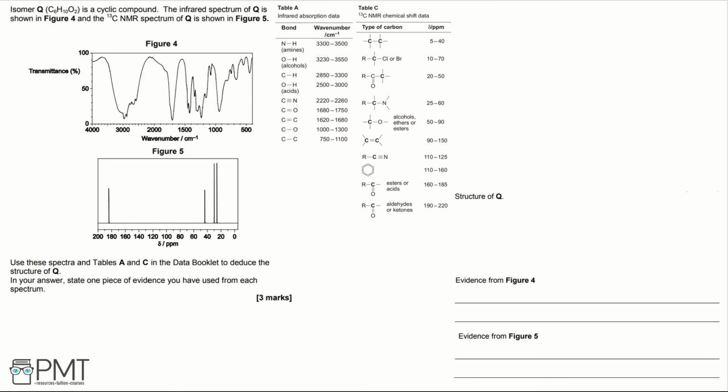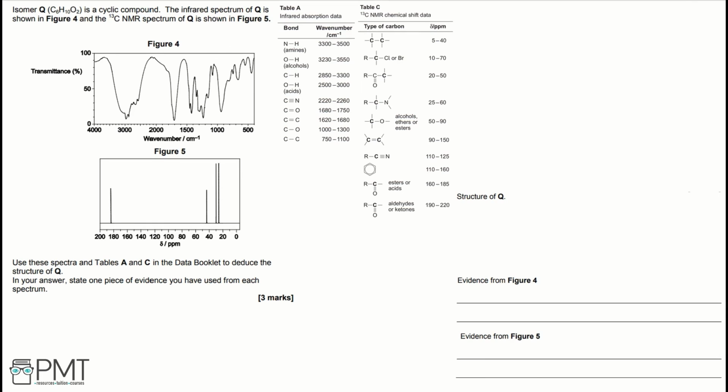Isomer Q, C6H10O2, is a cyclic compound. The infrared spectrum of Q is shown in figure 4, and the carbon-13 NMR spectrum of Q is shown in figure 5. Use these spectra and tables A and C in the data booklet to deduce the structure of Q. In your answer, state one piece of evidence you have used from each spectrum.